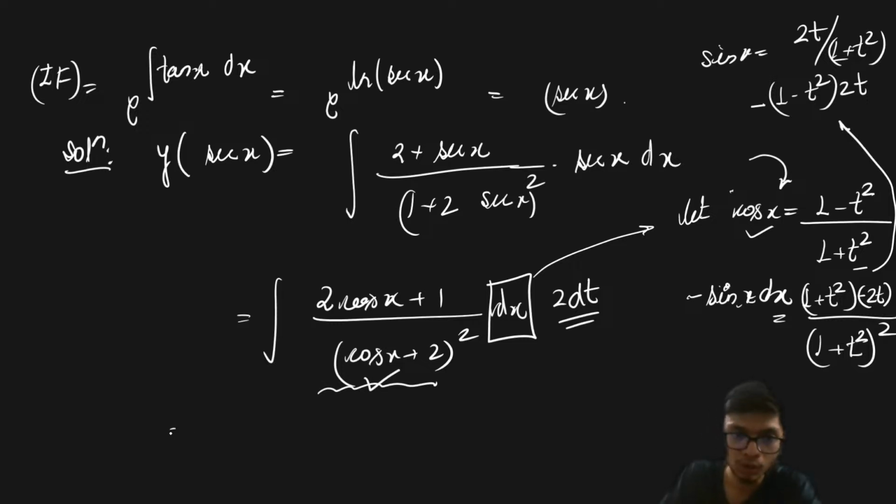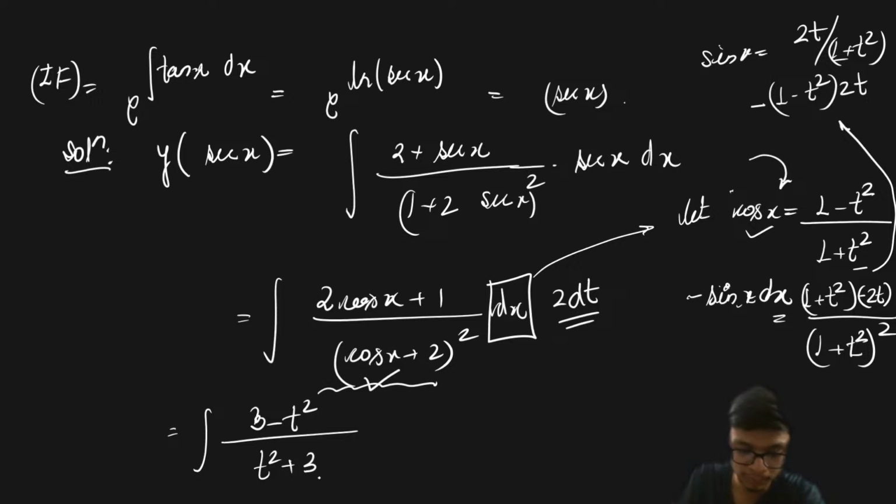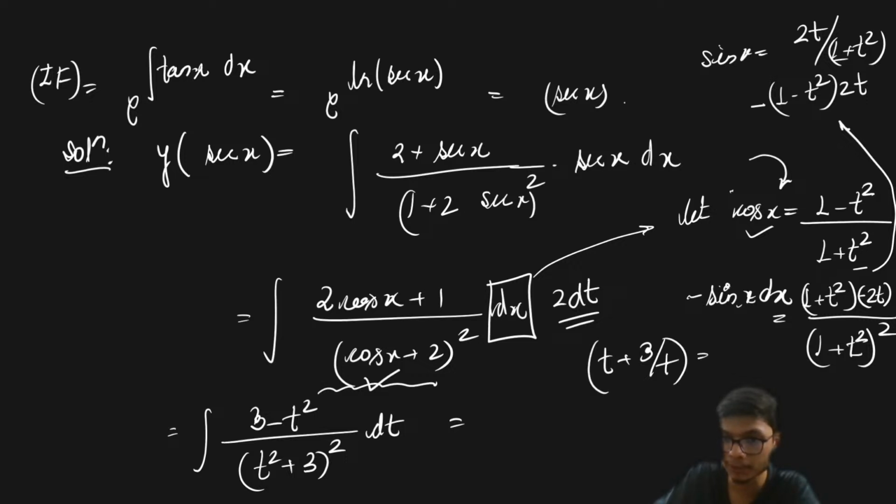And if you put it back over here, then this particular integration is going to change to the integration of (3 minus t square) divided by (t square plus 3) whole square, dt, right? And therefore this integration is very simple, in that if I take t common, by simple manipulation, t plus 3 upon t is going to come out as u, and from there if you differentiate both sides and put in the solution, it will come out as y into sec x equals 2 by u plus c.